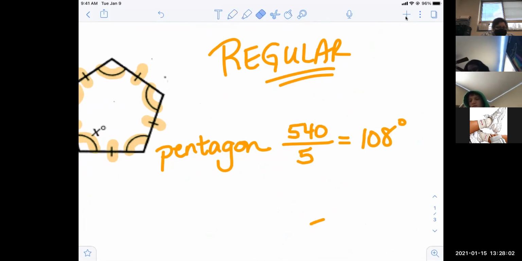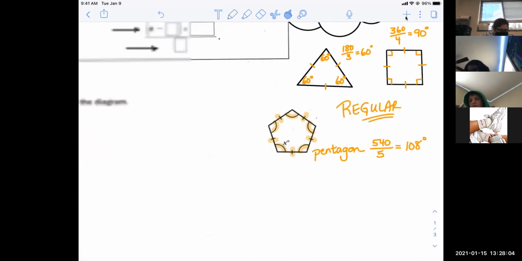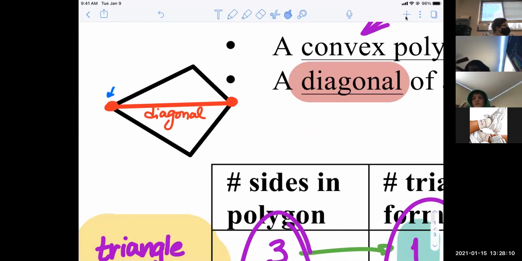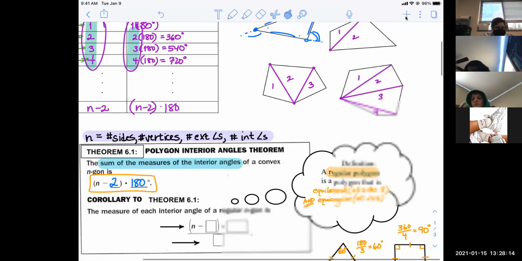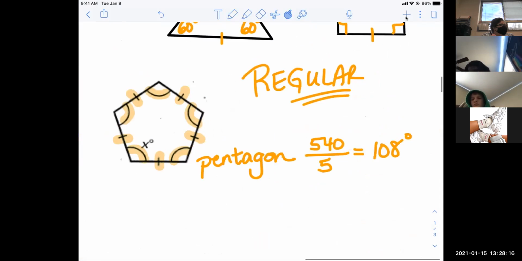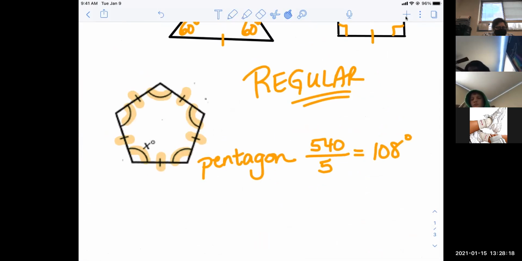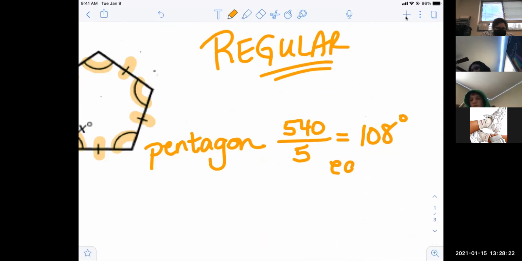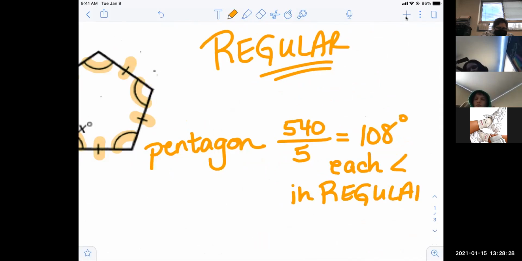Okay, now that's because it's regular. If we looked at that quadrilateral, that's not going to have all 90 degrees because it's not a square. I'm just talking about regular polygons. If it's regular and they're all the same, you can divide that sum evenly into how many angles there are. This is each angle measure, each angle in a regular pentagon.